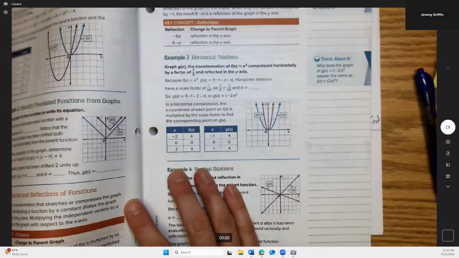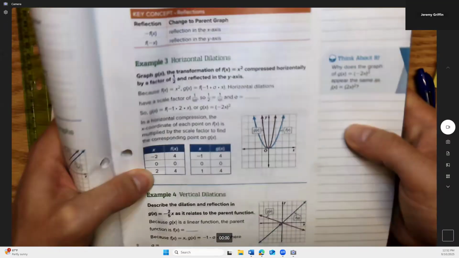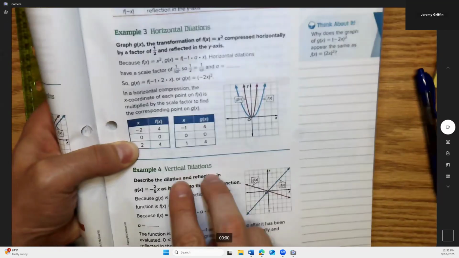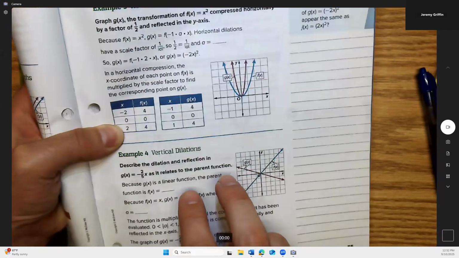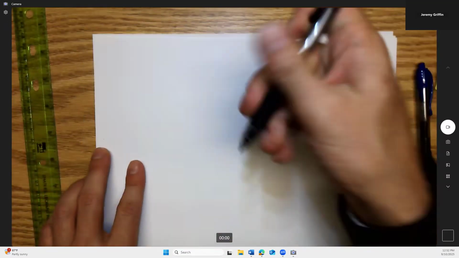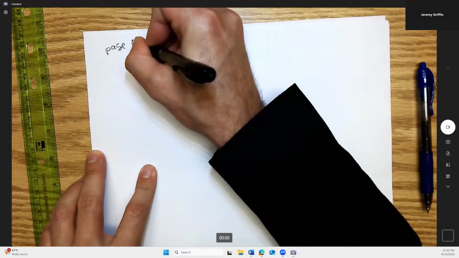All right, I've got dilations. So we're doing horizontal dilations and vertical dilations. I think vertical dilations are a little bit easier to digest, so I'm going to start with those and we'll branch out from there. So, page 55.